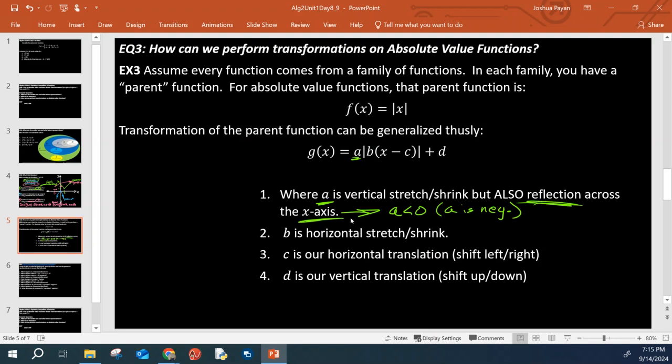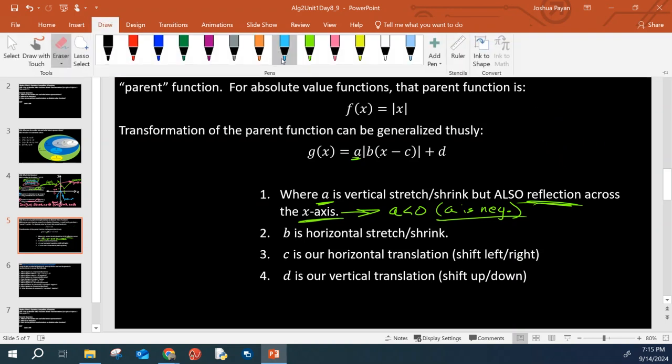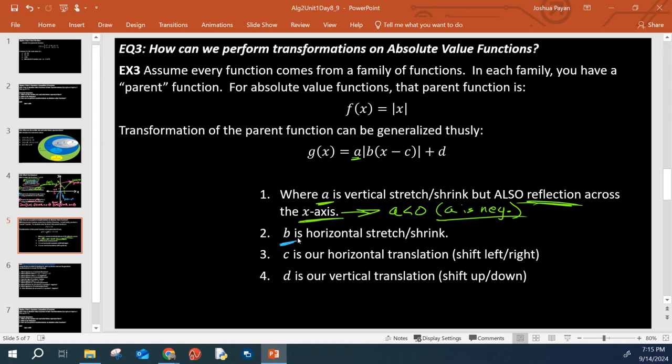So what that means is normally we open up, right? But if A is negative, we would open down instead. So that would be a reflection across the x-axis. B is our horizontal stretch or shrink, and we'll see an example of what both of these look like.